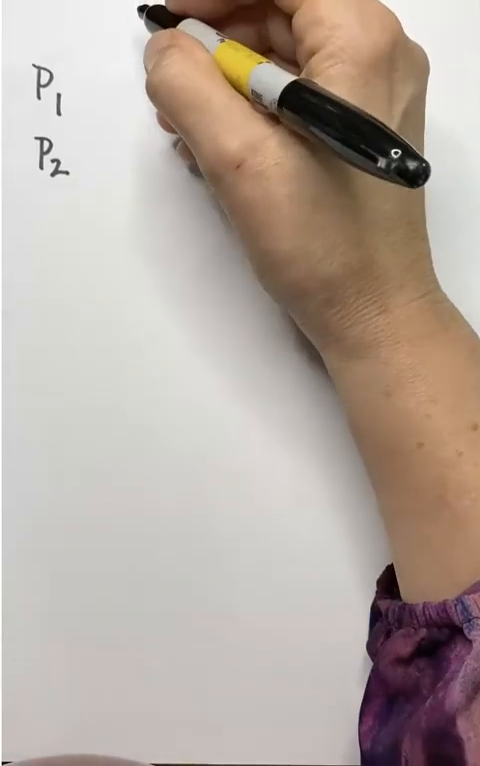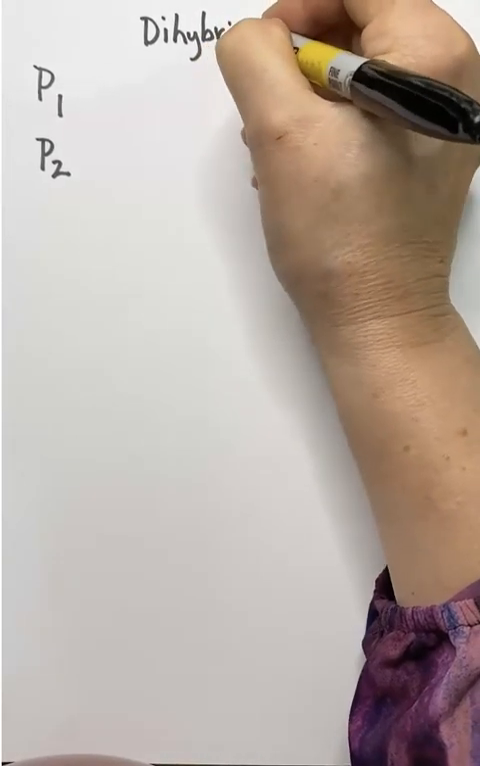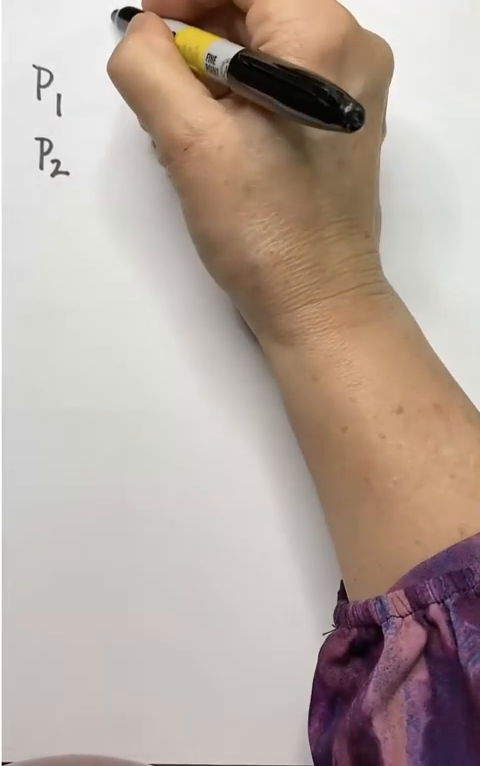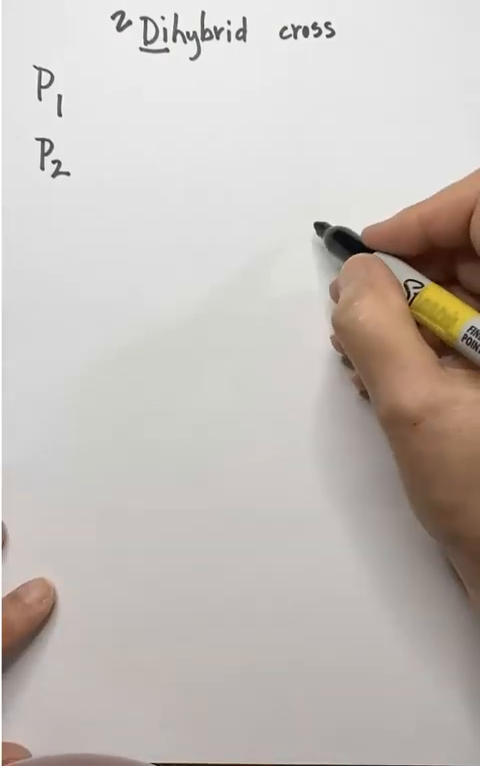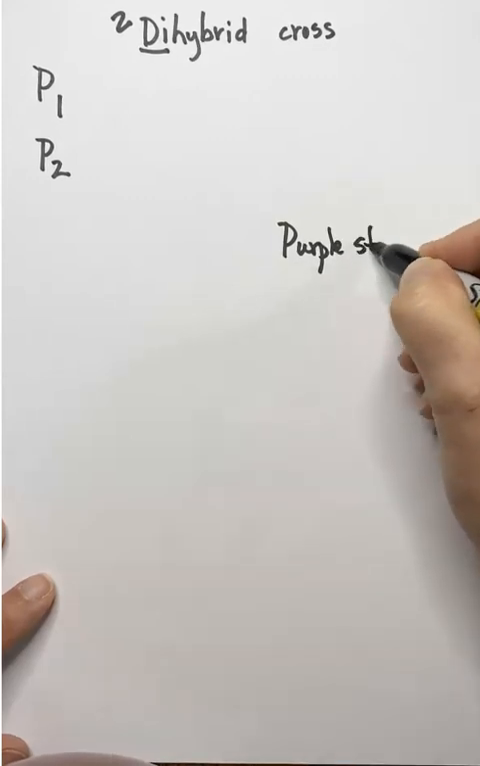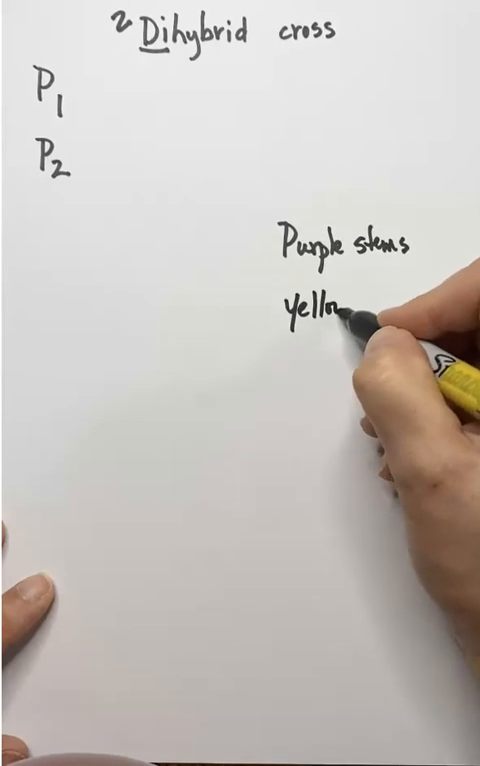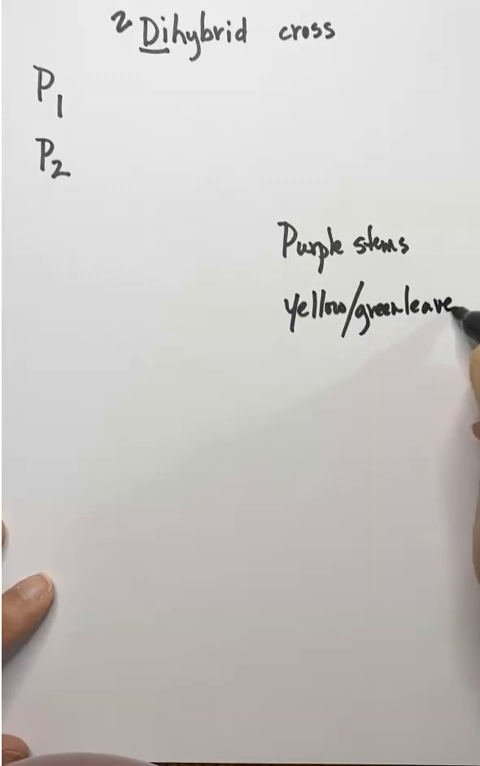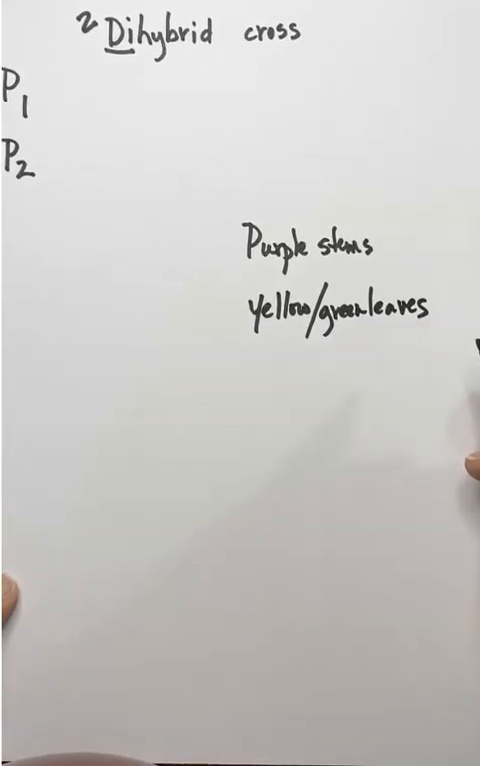And this is what is called a dihybrid cross eventually. Di means 2. So we're looking at 2 different traits. So I'm going to write those over here. We have purple stems on our plants and yellow-green leaves. Okay? Just going to scoot that over just a little bit.